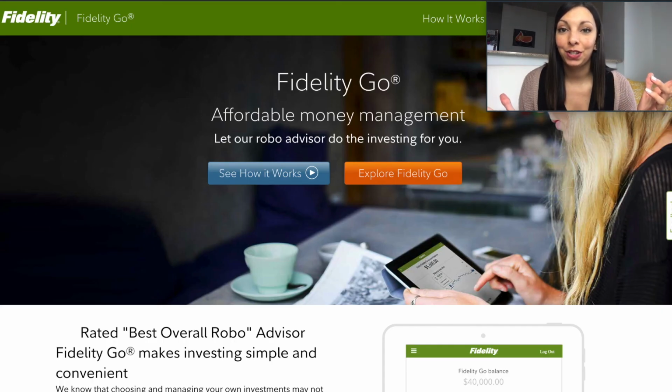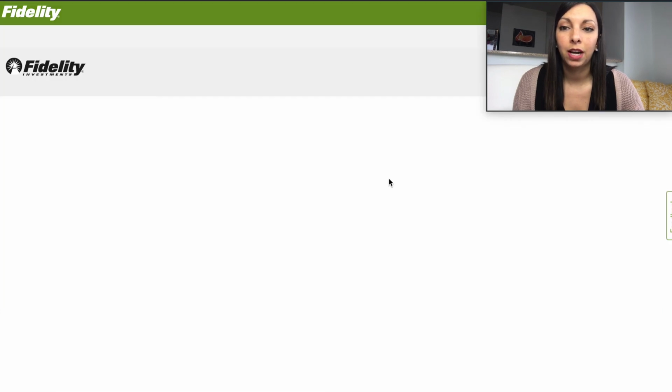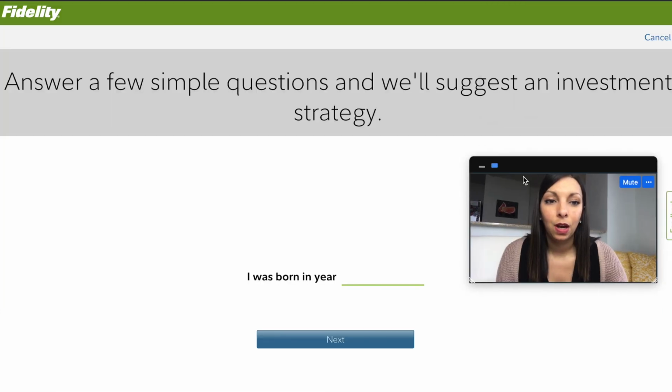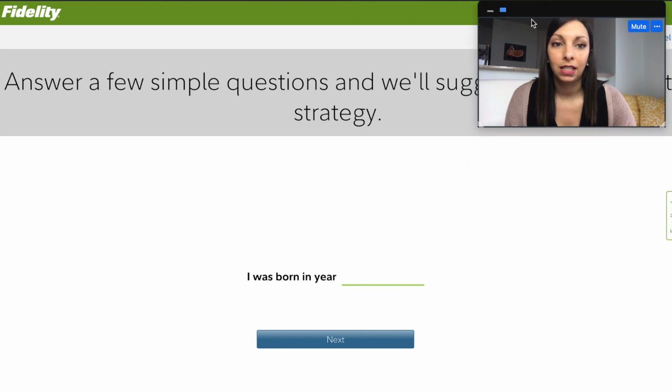I've never used their site for a robo advisor, so I just Googled Fidelity robo advisor and found out that their version is called Fidelity Go. And so here we are. Let's get started. I'll walk you through opening up an account with them using a robo advisor. So here you can watch a video on how this works. You could explore it. Let's see, answer a few questions and we'll suggest an investment strategy.